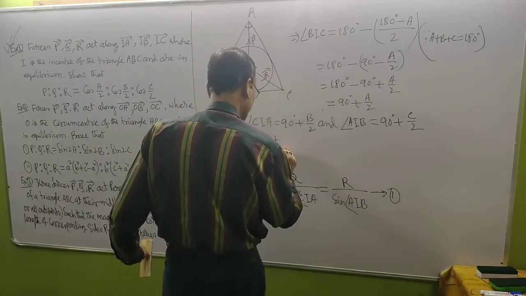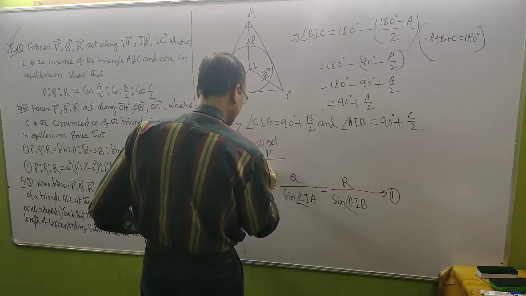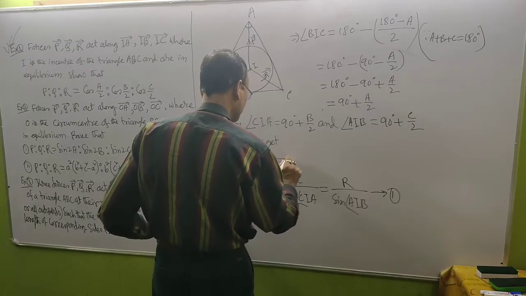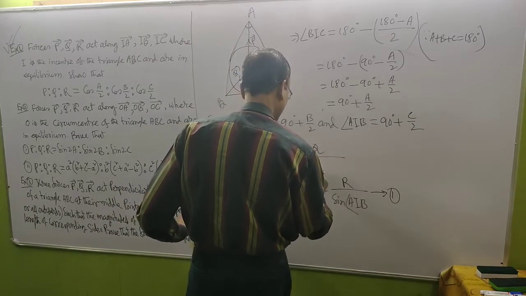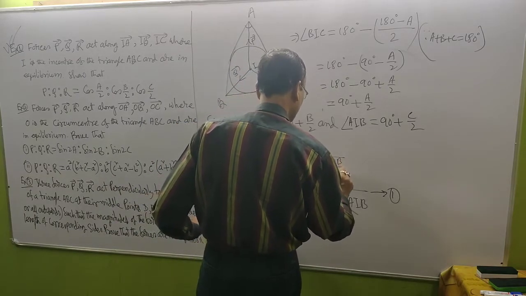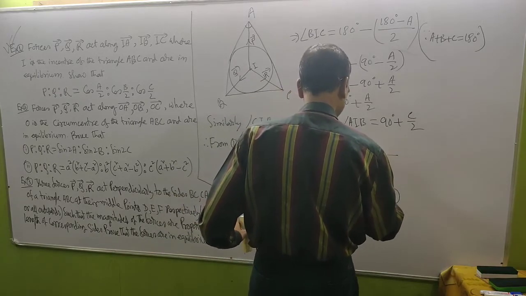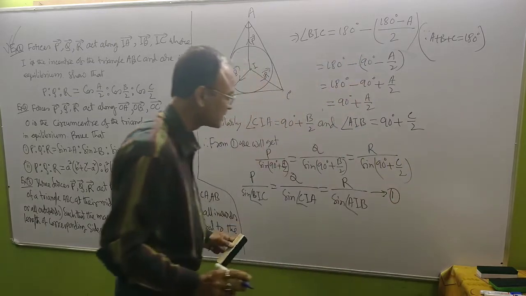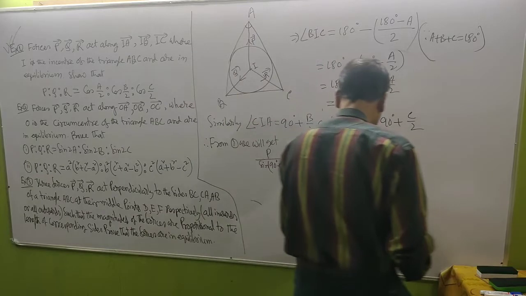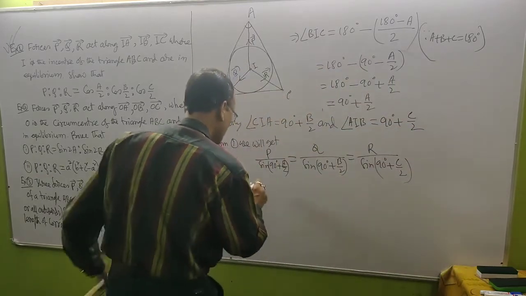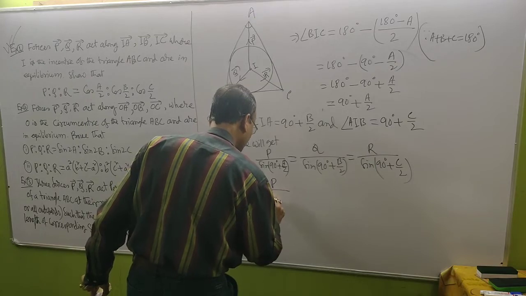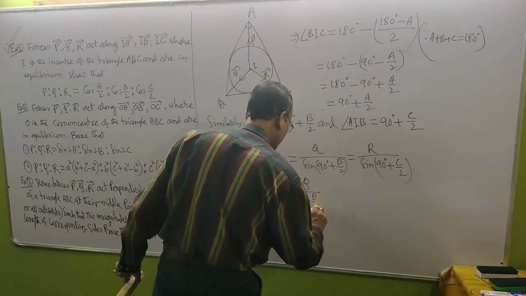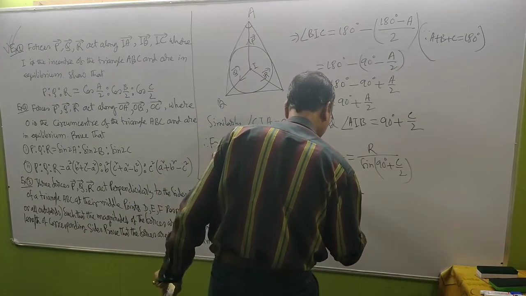From 1 we will get P divided by sine of 90 degrees plus A by 2, equal to Q by sine of 90 degrees plus B by 2, equal to R by sine of 90 degrees plus C by 2. What is sine of 90 degrees plus A by 2? It will be cos A by 2. So this equals Q by cos B by 2, which equals R by cos C by 2.